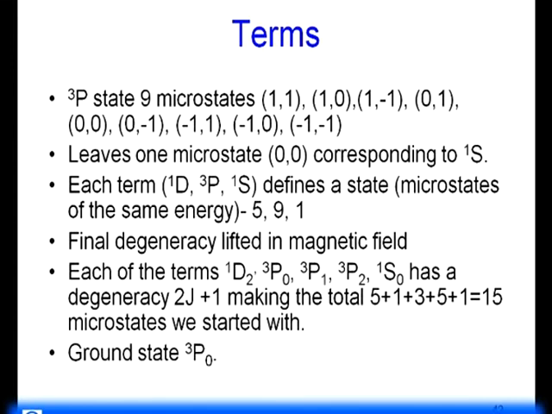Once you've removed all these, you are left with only one microstate. These are called microstates, and this is 0 0, and 0 0 can only correspond to an ml value of 0 and an ms value of 0, which is equal to 1S0. Now each term, 1D, 3P, 1S, defines a state. These are all microstates which have the same energy. All the 9 microstates of 3P have the same energy, all the 5 microstates of 1D have the same energy, and similarly the 1S microstate has one energy.